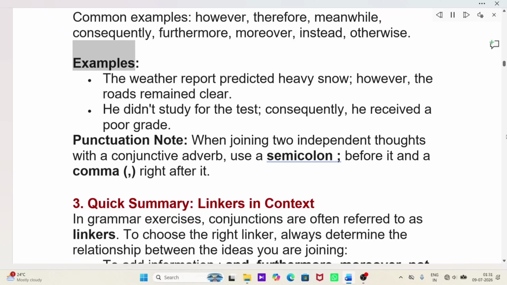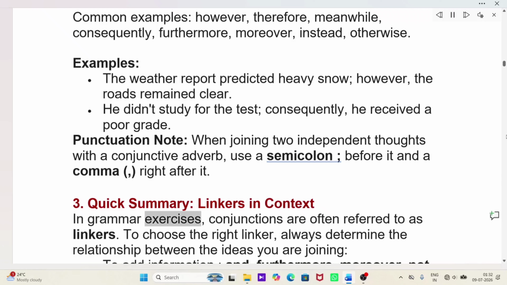Examples. The weather report predicted heavy snow; however, the roads remained clear. He didn't study for the test; consequently, he received a poor grade. Punctuation note: when joining two independent thoughts with a conjunctive adverb, use a semicolon before it and a comma right after it.